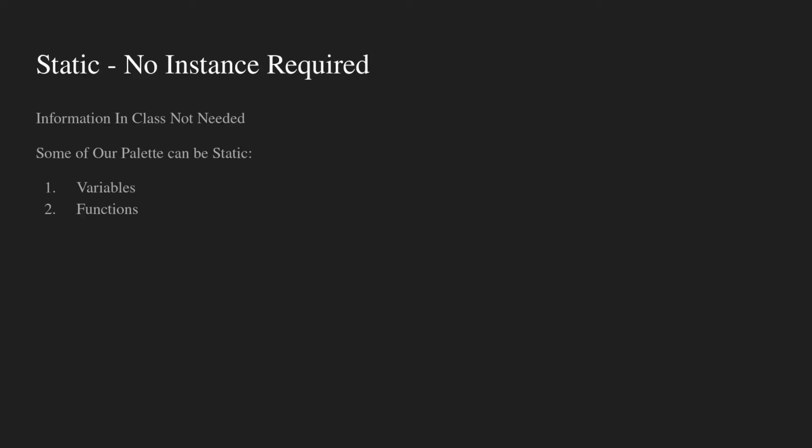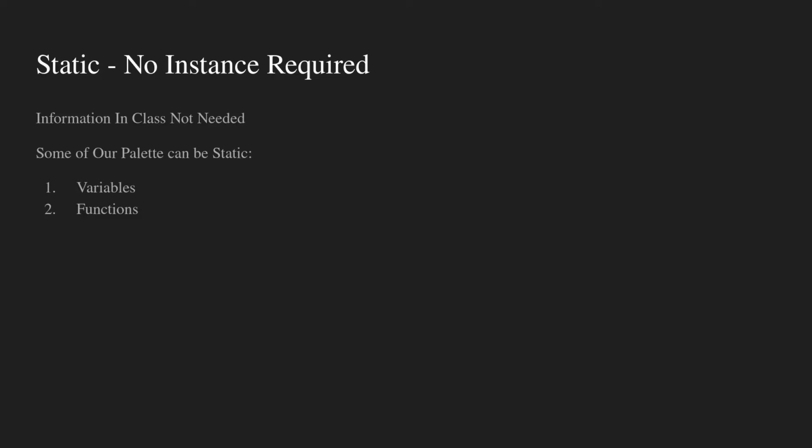So not all code requires an instantiation to be run. You're going to see this keyword, static, and that basically means the code that you see does not require an instantiation to be run. Rephrasing this in other terms, no information in the class is needed to run this function, or this code, successfully. And only two things in our programmer's palette can be static. The first are variables, the second are methods.